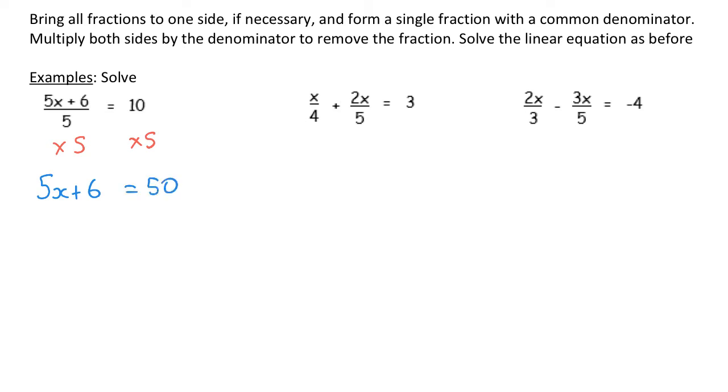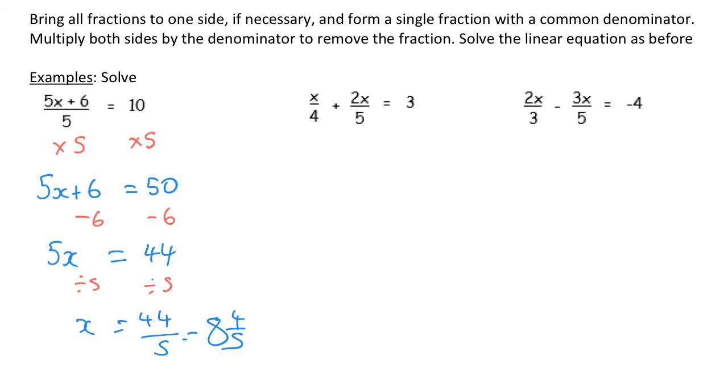And now this is a format that's very similar to what we've looked at before. This is just an ordinary linear equation. So we can subtract 6 from both sides, and we get on the left hand side 5x plus 6 take away 6, which is 5x, 50 take away 6 is 44. Then if we divide both sides by 5, what we get is x equals 44 over 5, which is 8 4/5.